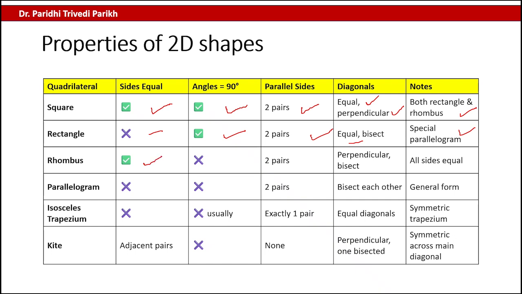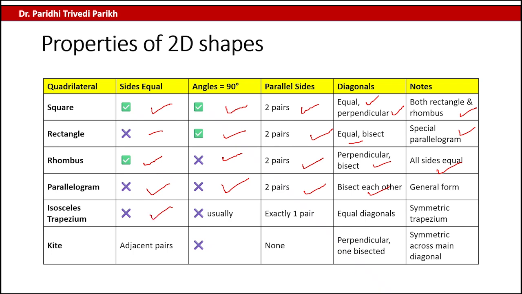When we talk about a rhombus: equal sides, but angles are not all 90. Two pairs of parallel sides, diagonals perpendicularly bisect each other, and all sides are equal. Parallelogram: sides are not equal, angles are not 90 degrees, two pairs of parallel sides, and diagonals bisect each other. It's a general form of a quadrilateral.